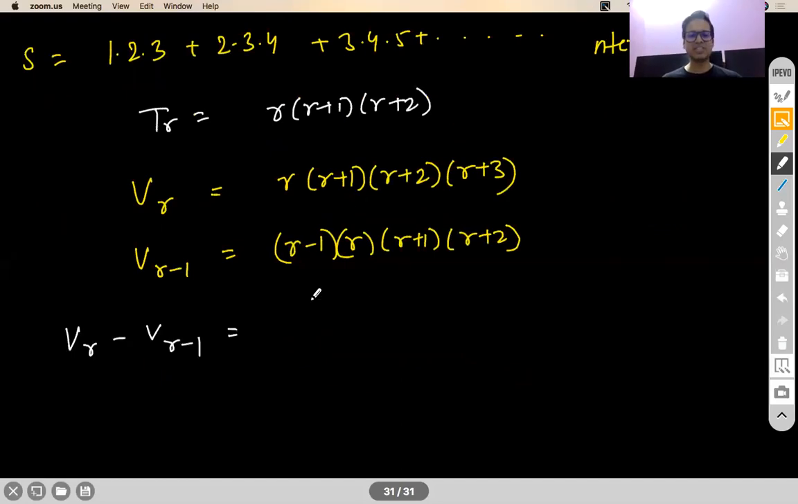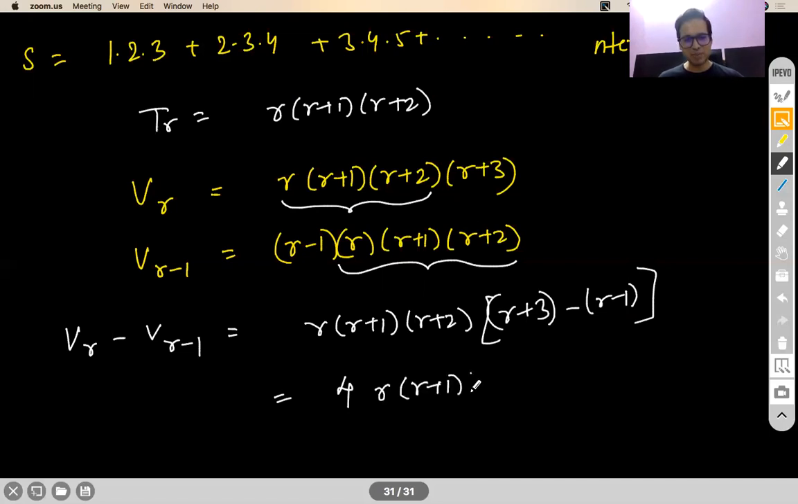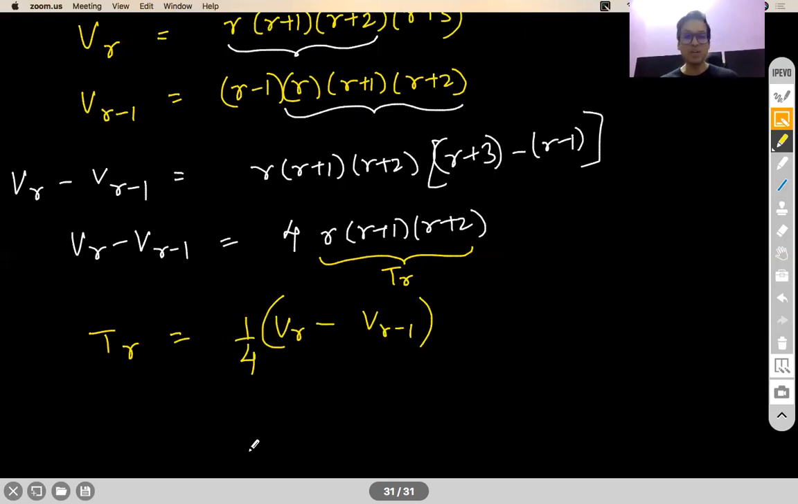If you take the difference of these two, you would realize that these three terms are common in both of them, right? So you can actually take it common here. And this will be R plus 3 minus the first term R minus 1. If you see this very closely, you end up getting 4 times R plus 1, R plus 2. Correct? Now this term is what? This term is TR only, no? This term is your TR. Right? So bring this 4 down and you can write your TR as 1/4 VR minus VR minus 1.